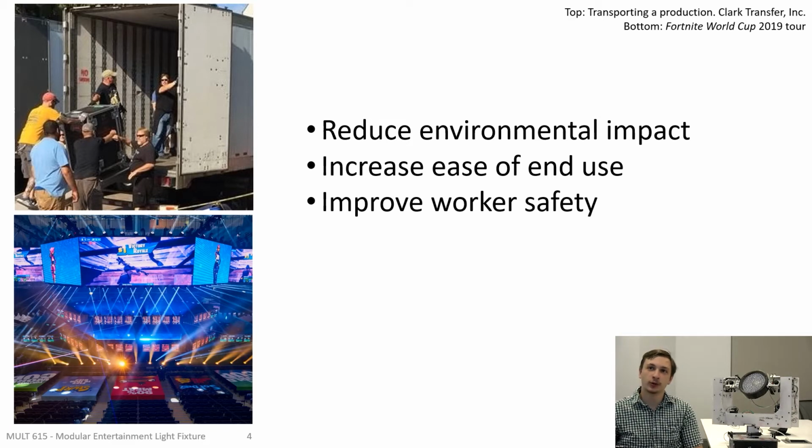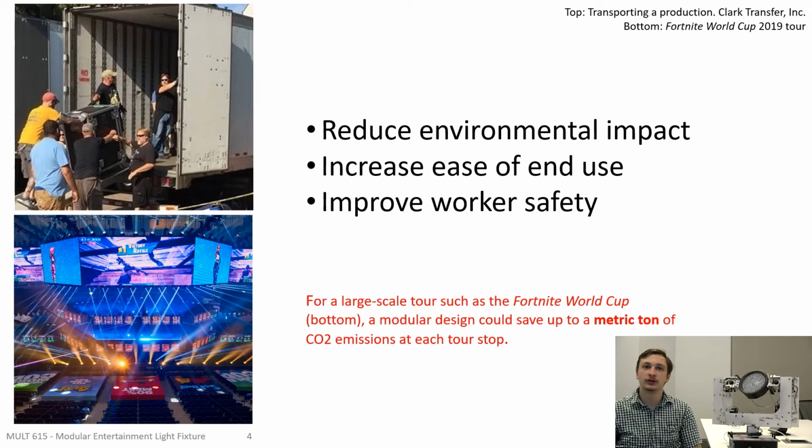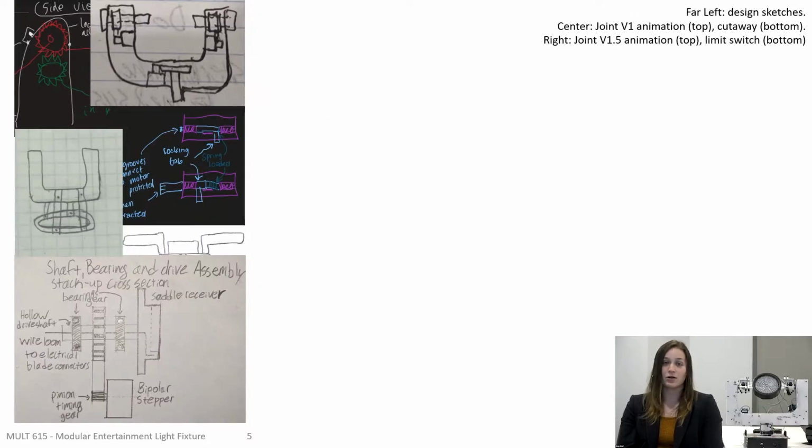We looked at the Fortnite World Cup, a large-scale tour that you can see in the picture here. After some calculation, we were able to derive that we could save up to a metric ton of CO2 emissions for each tour stop. The touring industry consists of thousands of tours all happening at once. So imagine how much CO2 emissions we could save if the entertainment industry implemented a modular lighting design for all of their shows.